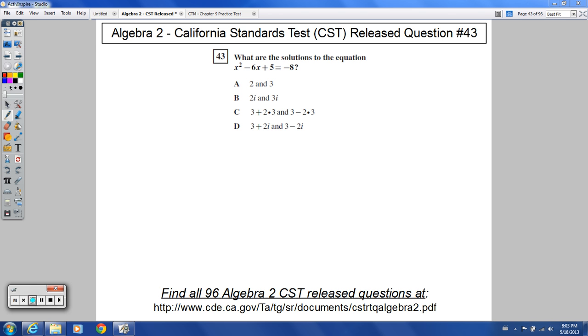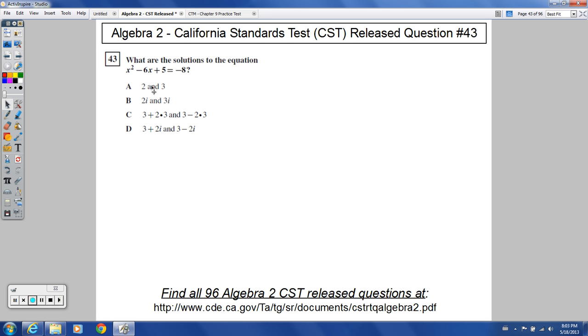Hi there, welcome to Algebra 2 CST release question number 43. It says, what are the solutions to the equation x squared minus 6x plus 5 equals negative 8? I'm going to move that over there, save myself some room to work with. So x squared minus 6x plus 5 equals negative 8.